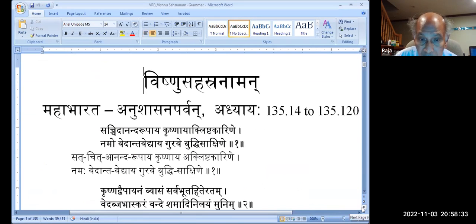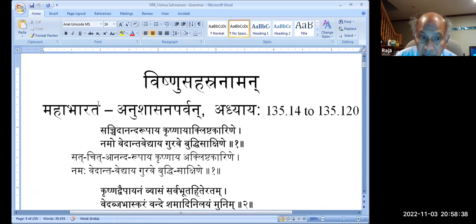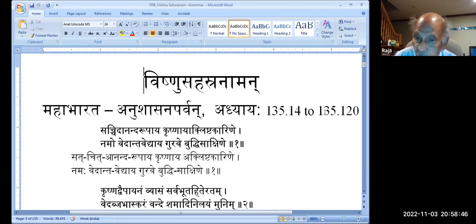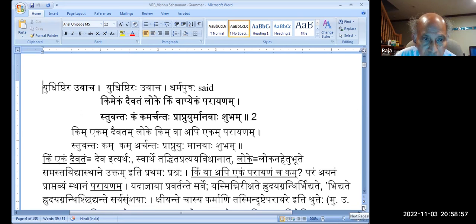And this is from the Mahabharata, Anusasana Parvan. Can you see this, please? Yes, sir. Okay, and it is in Adhyaya 135, Sloka 14 to 120. And look at this, what happens here. Okay, now I have to go one more page.